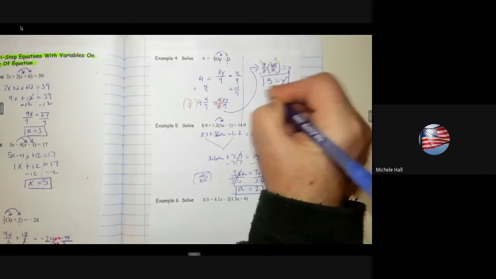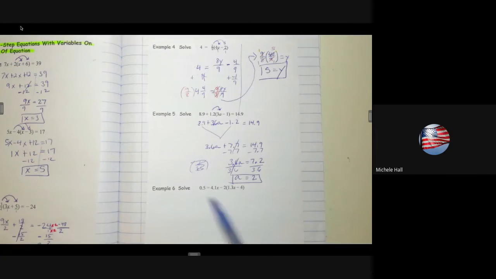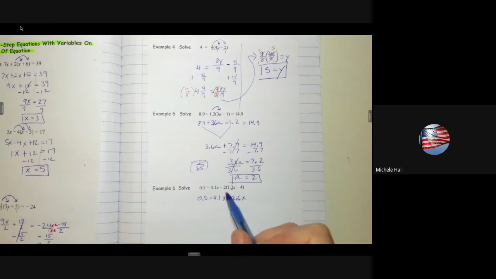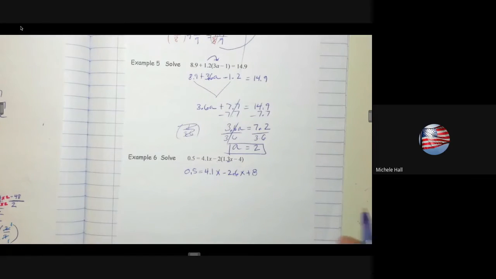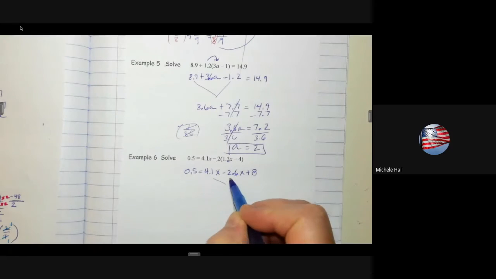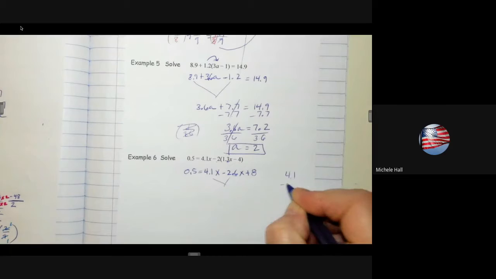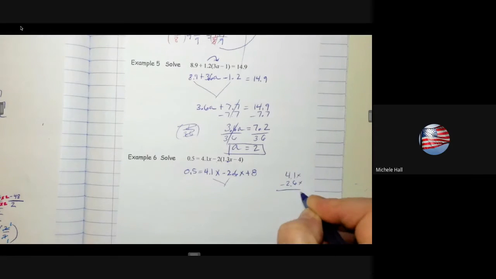Y equals 5. Multiplying with decimals, adding and subtracting. The first thing that I need to do is distribute the -2. -2 times 1.3, let's see, 13 times 2 is 26. So that's going to be 2.6x, for 1 decimal place, 1 decimal place. And then -2 times -4 is +8. I need to simplify. I see 4.1x minus 2.6x. So we have 4.1 minus 2.6x. That just comes down in my answer.